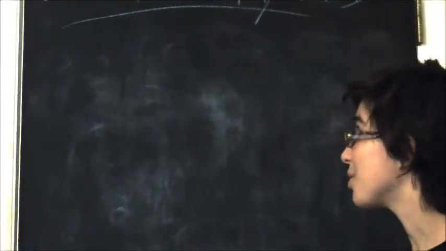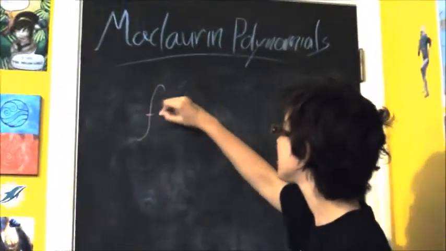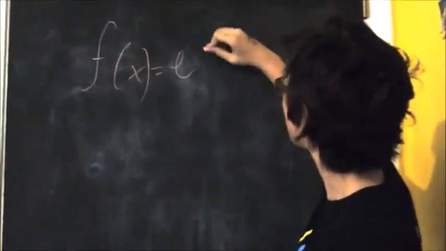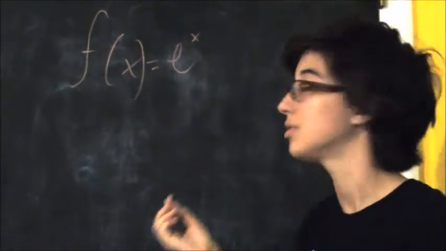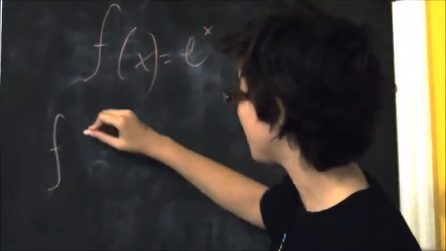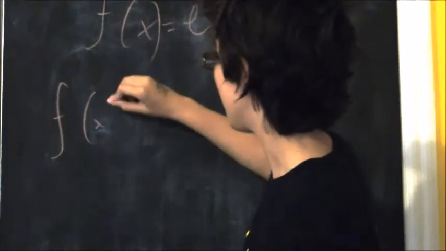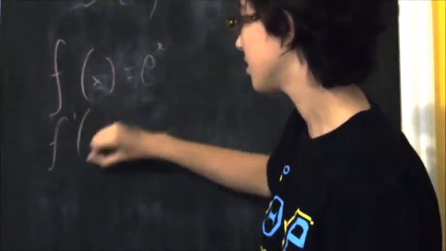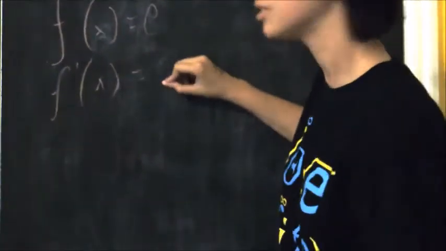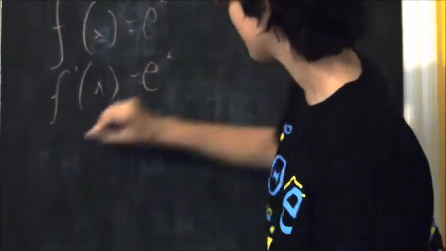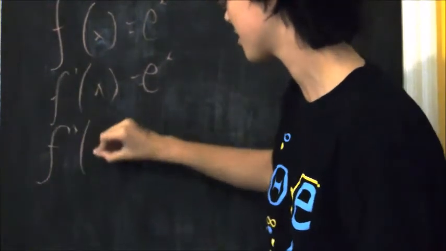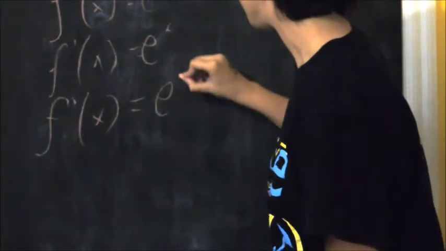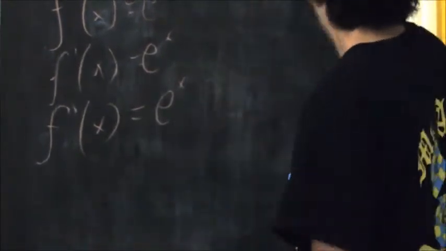Alright, our next Maclaurin polynomial will be f of x equals e to the x. Now, if you know your derivatives, you know that f of x equals e to the x, f prime of x equals e to the x, and f double prime of x also e to the x. And it just continues like that.